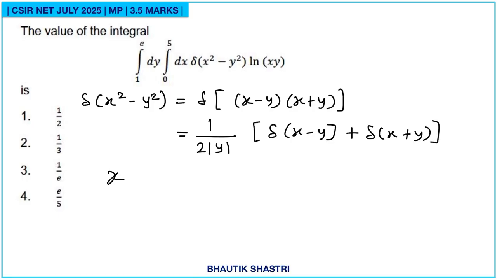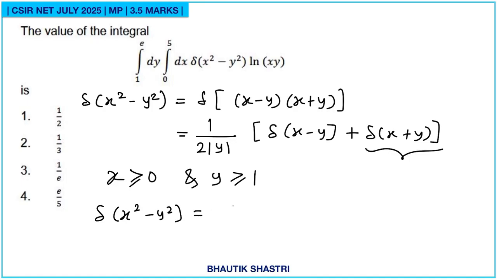Now here x has limits 0 to 5. That means x will always be greater than or equal to 0 and y will be greater than or equal to 1. That means this delta of x plus y term will vanish. So we'll get delta of x square minus y square is equal to 1 upon 2y, because y is anyway positive, delta of x minus y. So let's substitute that.